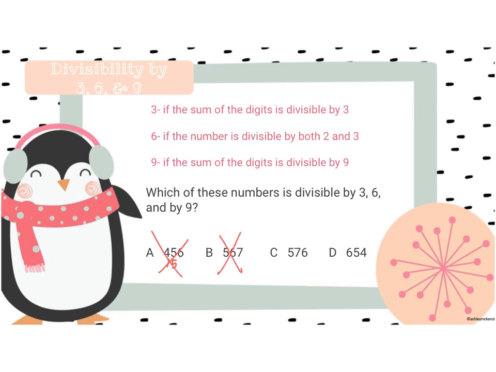B, a lot of you showed me that at first, but because it's not an even number, it won't work because it's automatically out for 6. It can't be divided by 6. So that leaves me with C or D. They're both even, so 6 could work. If I look at each digit, 5 plus 7 is 12, plus 6 is 18. Can 18 be divided by 3? Yes. Can it be divided by 9?